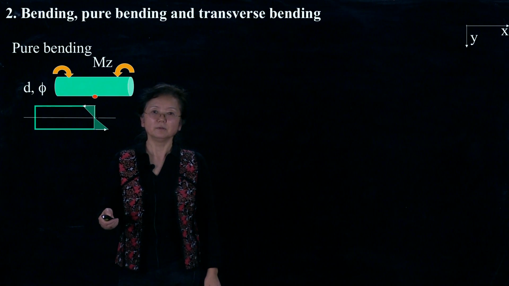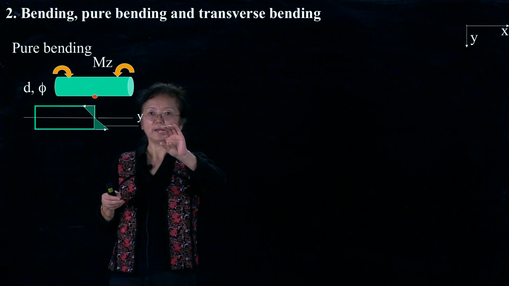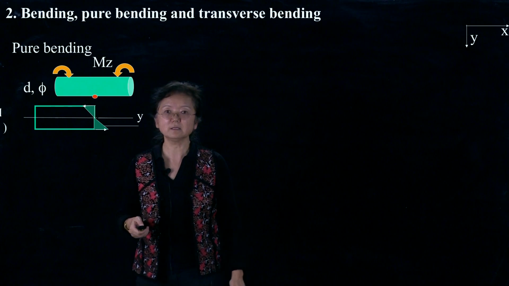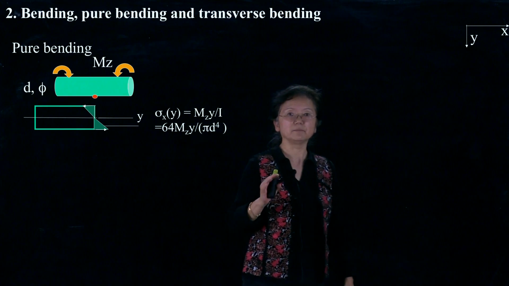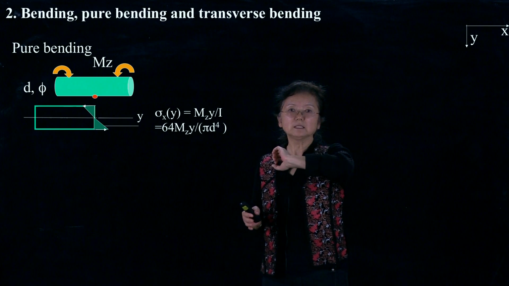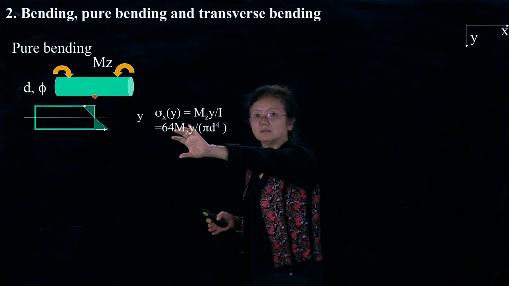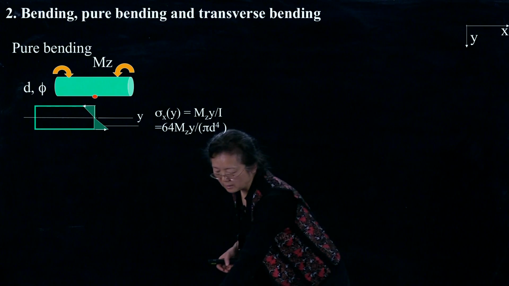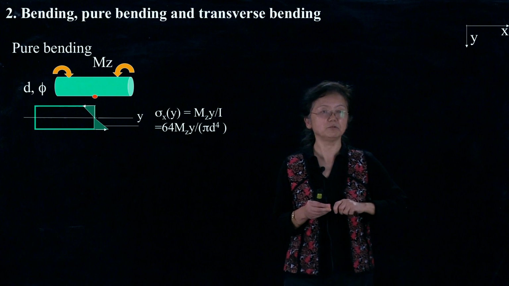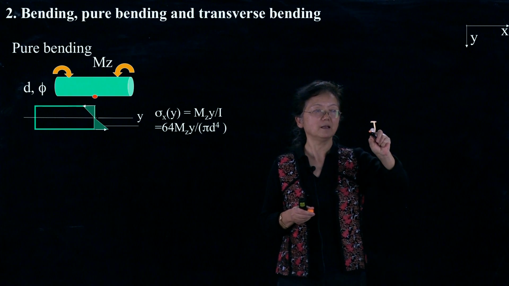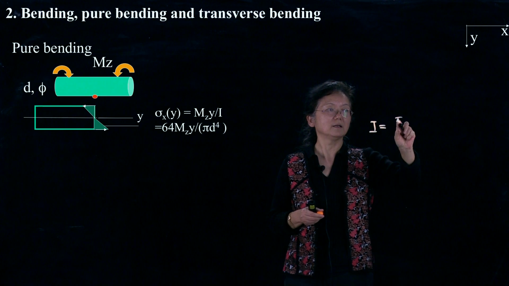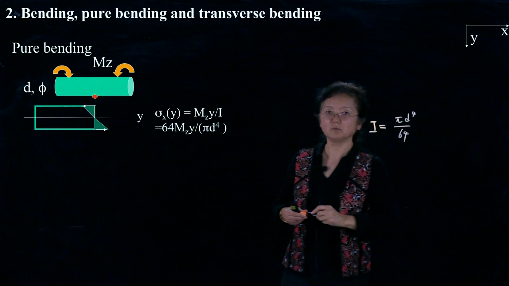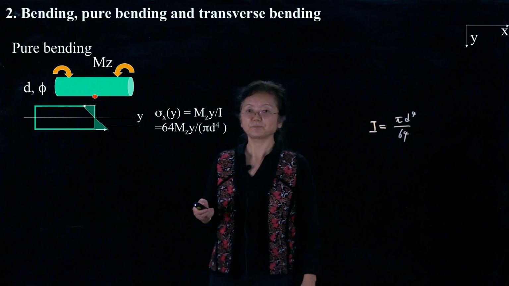At any location y, measured from the neutral axis, the stress can be defined by the bending moment multiplied by y, divided by I. And I is called the second moment of area, which we know equals pi d to the power 4, divided by 64. It's called the second moment of area.